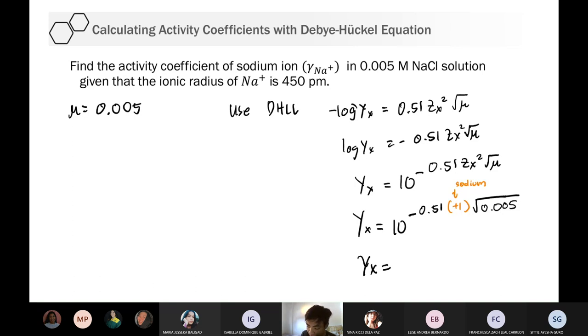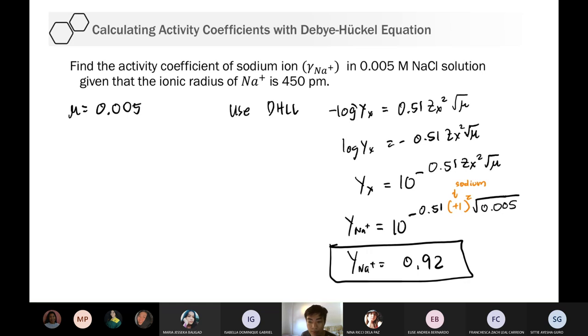0.51 charge squared, I forgot yung squared. Okay, so that's 1 squared times square root of 0.005. So our gamma for sodium, okay, so our gamma for sodium plus is 0.92. So it is somehow deviated from unity. So it is less than 1.